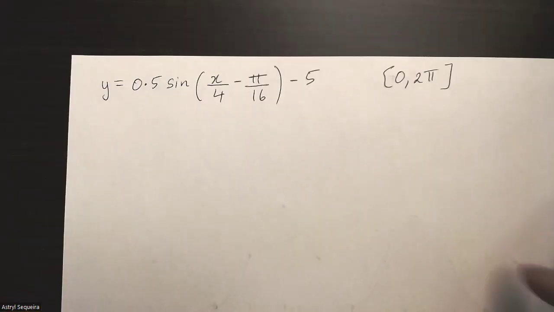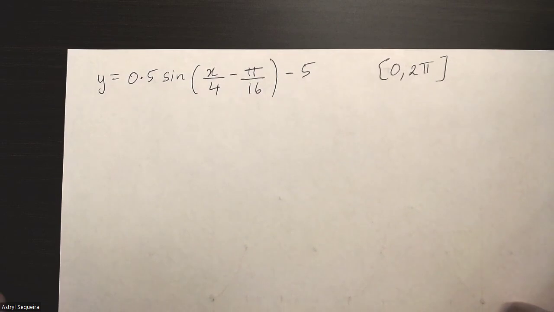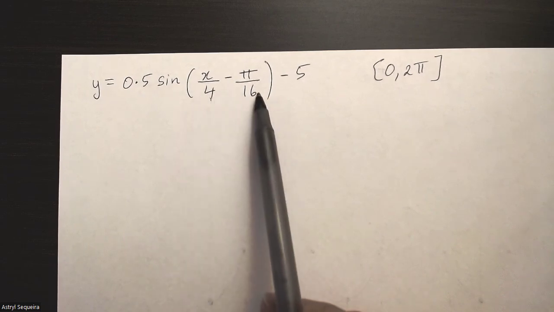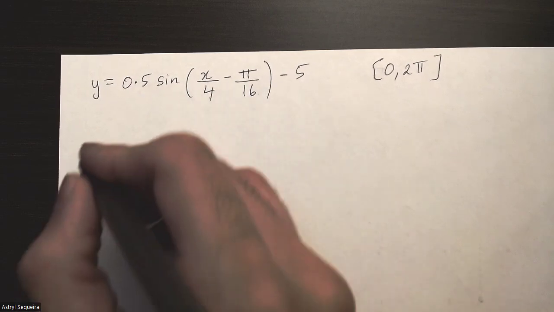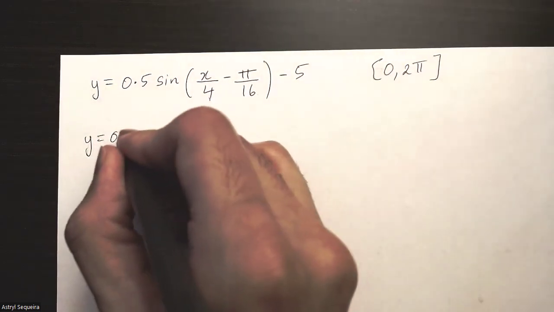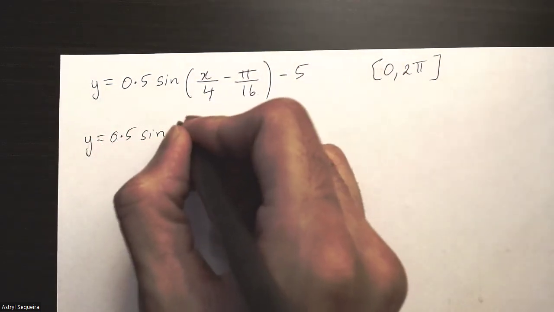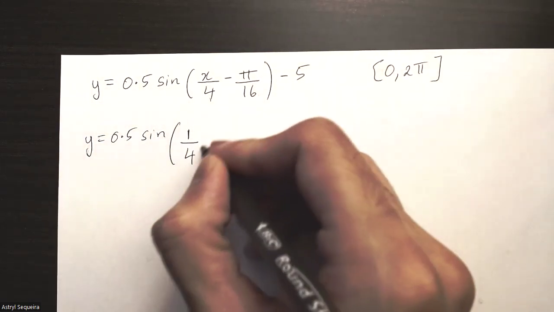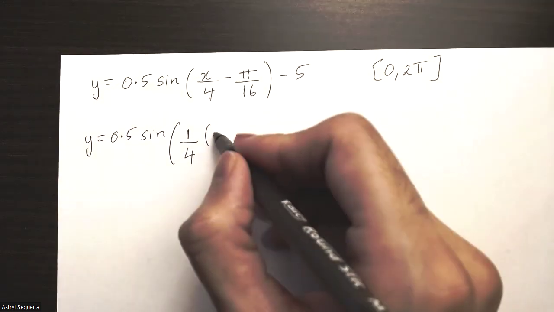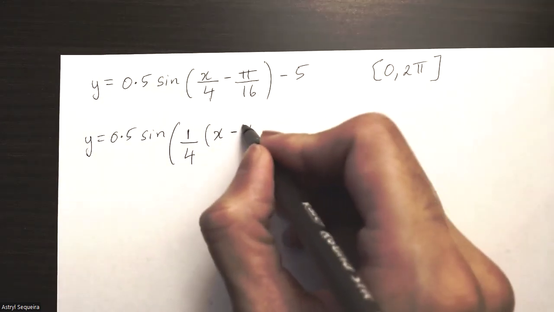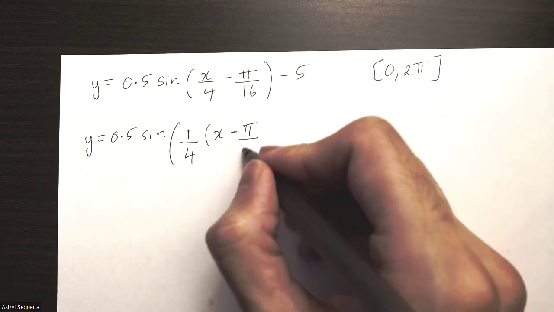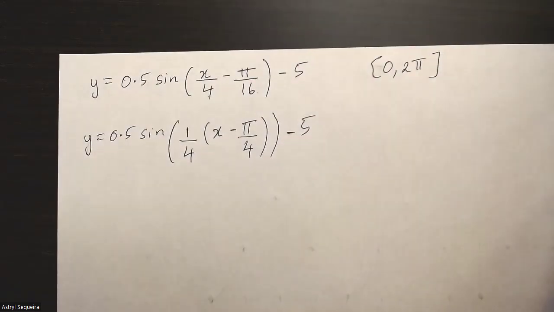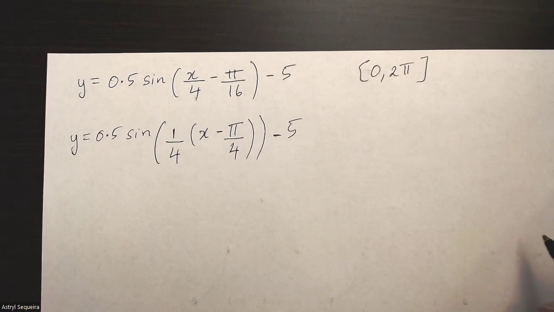Take a look at the second example, which is kind of similar, but just slightly harder. Now, if I look at this example, I have a k value and a d value, but it's not factored out. So my first step is to actually factor out the k value, which in this case is 1 over 4. If I factor 1 over 4, I'm left with x minus pi over 4. Now I can state all my key features.